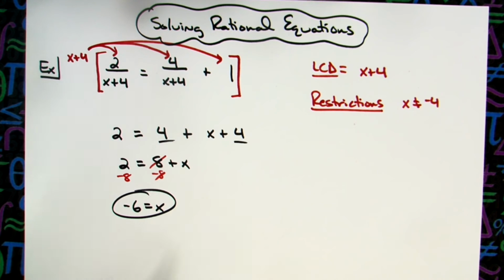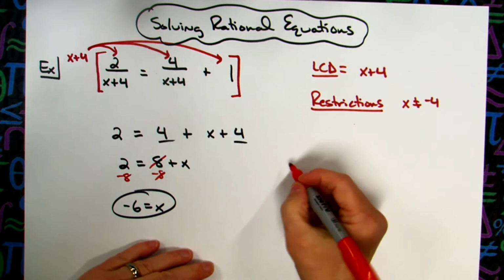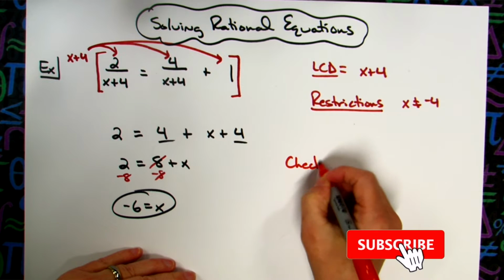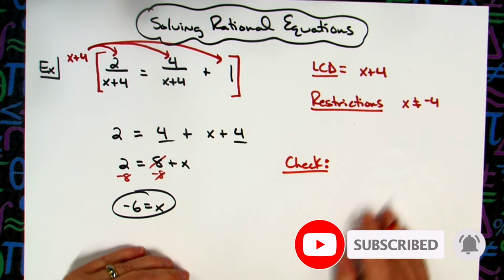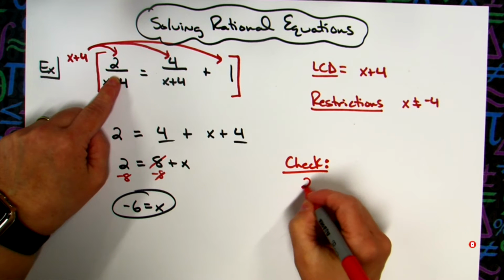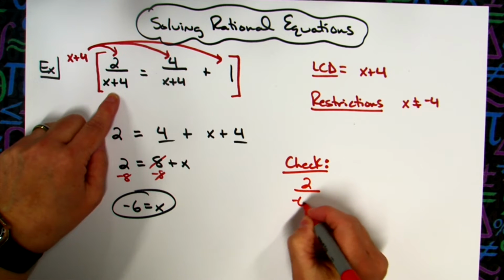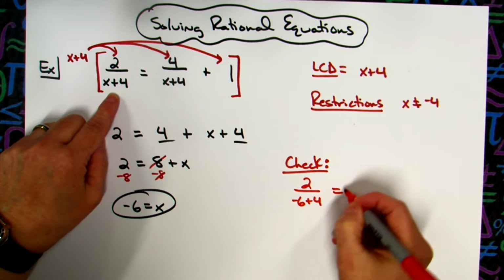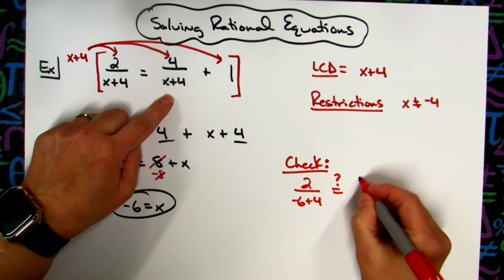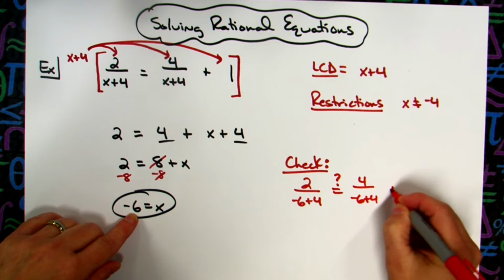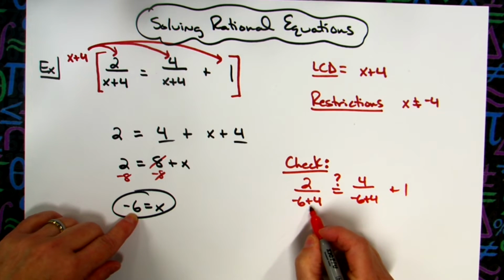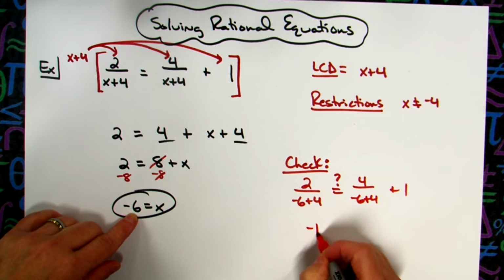All right, now technically you should probably go through a check just to make sure that this is going to actually solve the equation, because we can't have extraneous roots beyond just the restrictions here. So I'm going to do 2 over -6 plus 4. Is that equal to 4 over -6 plus 4, and then plus 1? All right, this will be a -2. That makes this side a -1.